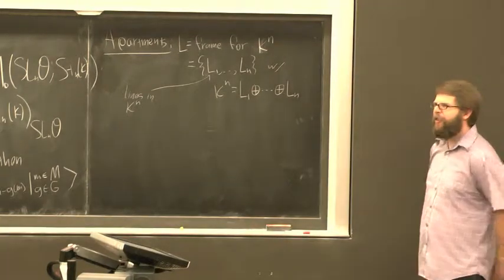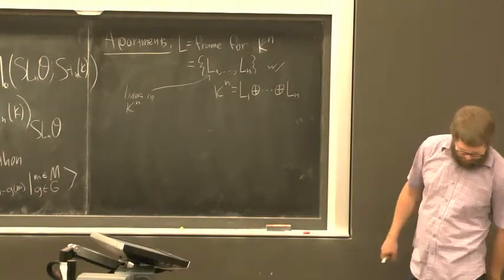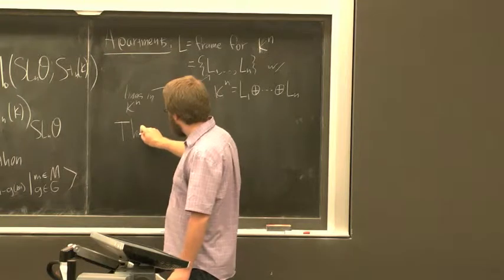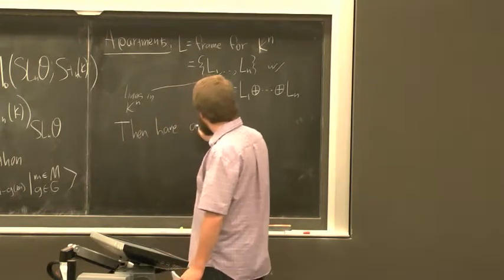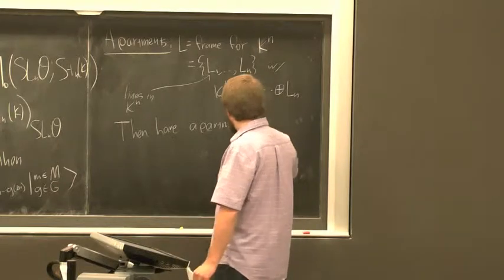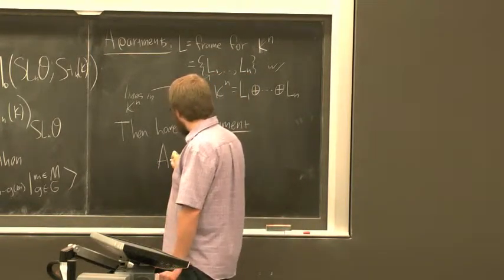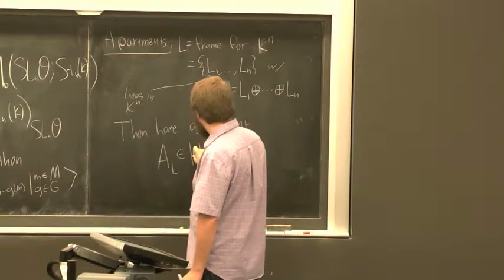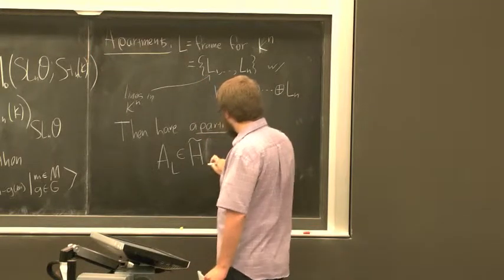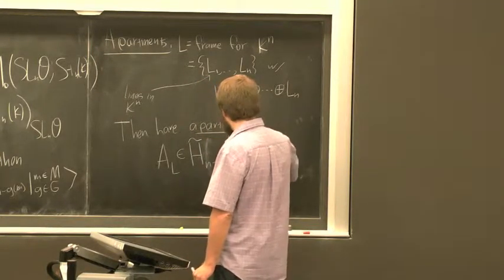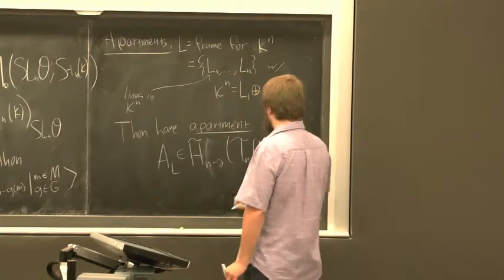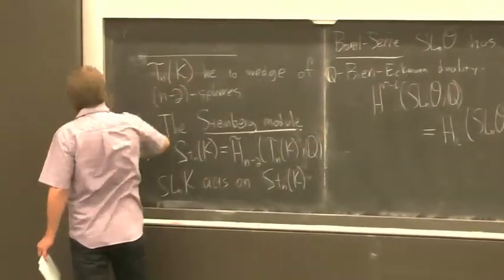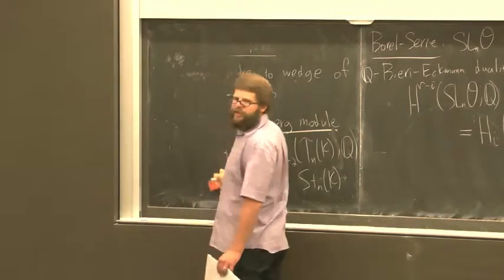Out of these lines, I'm going to produce a sphere inside the Tits building. So we then have an apartment, which I'm going to call A_L, and it's going to be inside the Steinberg module. That's reduced homology in dimension n minus 2 of this Tits building. Let me draw a picture of this so you can see it. I'm going to draw a picture for n equals 3, and then you'll see the general pattern.